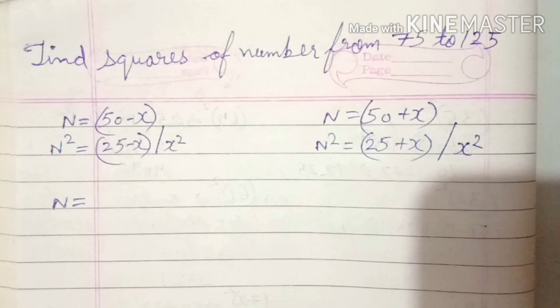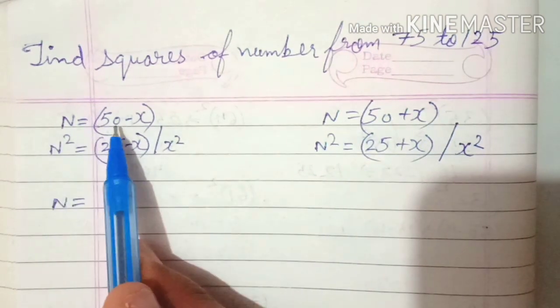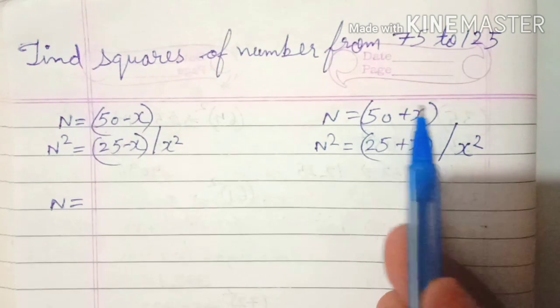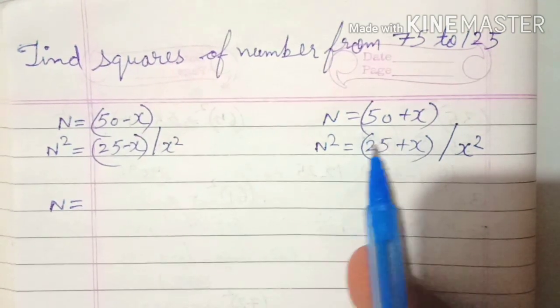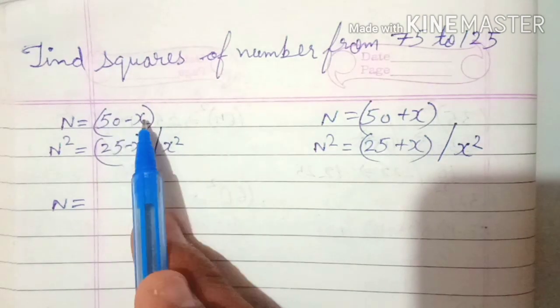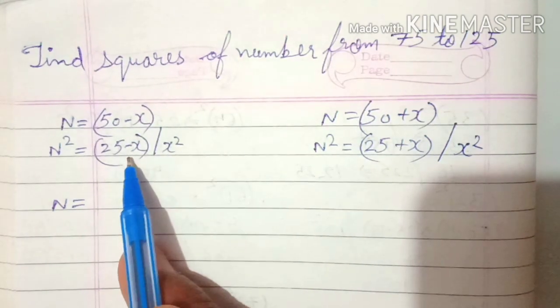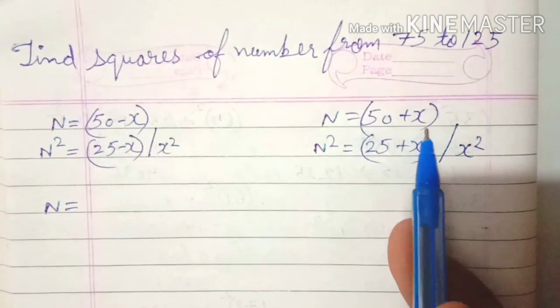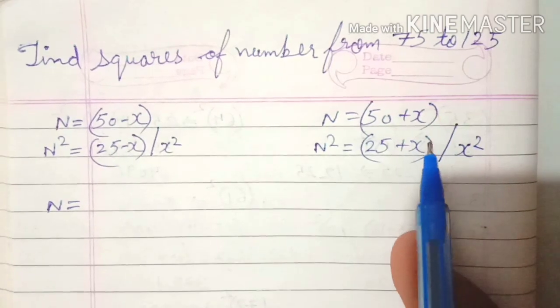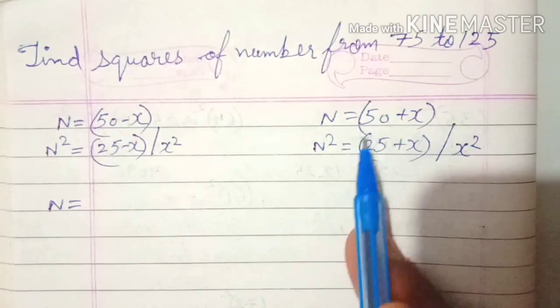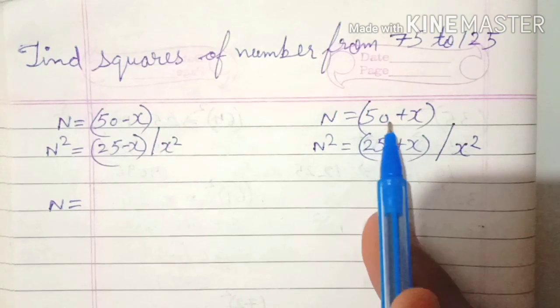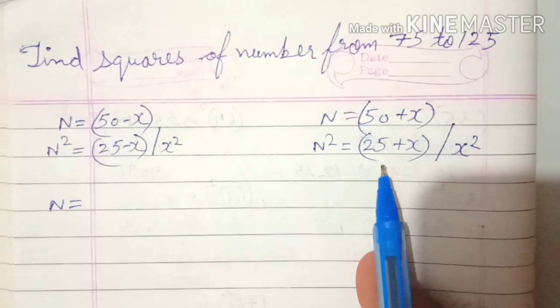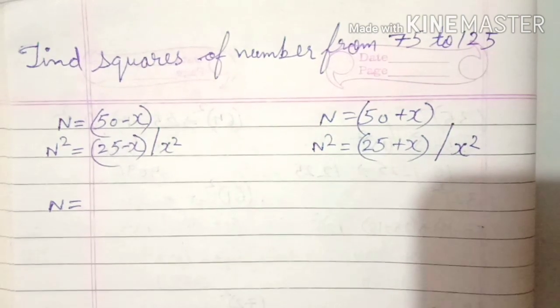To find squares from 25 to 75, we chose a method where we find how much less or more than 50 the number is. For a number less than 50, we subtracted the difference from 25 and squared it. If the number is more than 50, we added how much more than 50 it is to 25, and squared it.